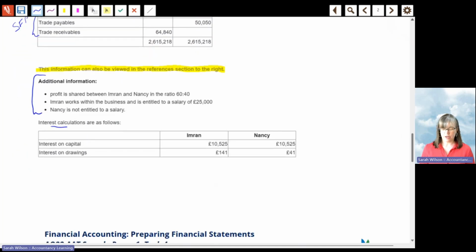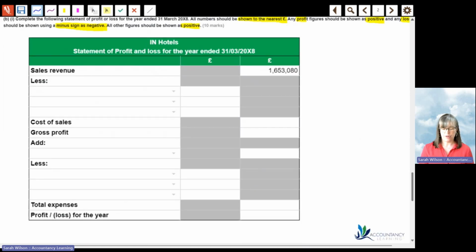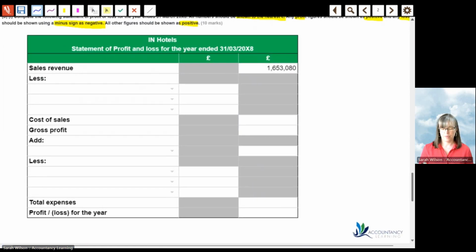So let's have a look again at our statement of profit or loss here. When you're looking at this in the exam, you will be able to click on the drop downs to select the description that you want. We've now got 3 lines at the top here, and then we've got cost of sales here. So let's just revise what our cost of sales formula is.